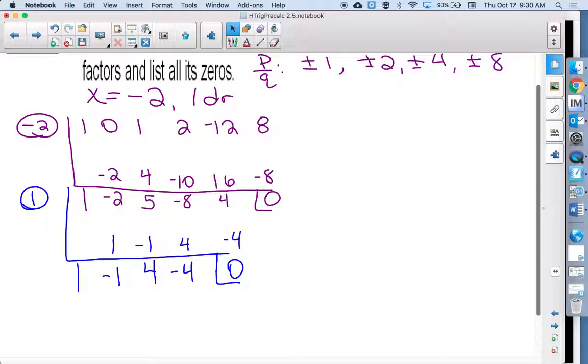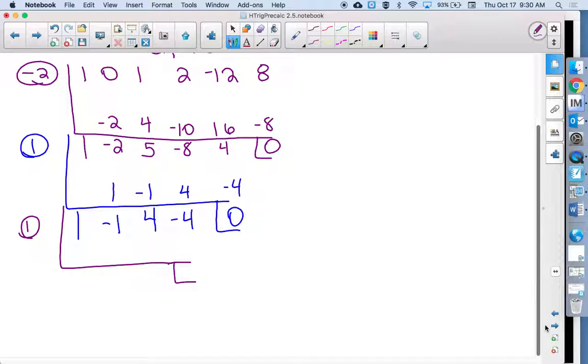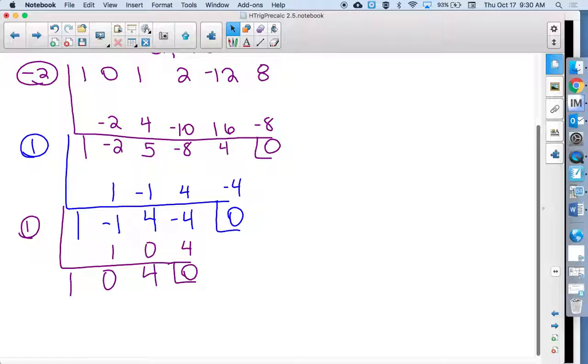So because 1 is a double root, we're going to take that 1 and one more time, we're going to do synthetic division. So the fact that it's a double root is pretty important because we need to use it twice. So you'll be really good at synthetic division.